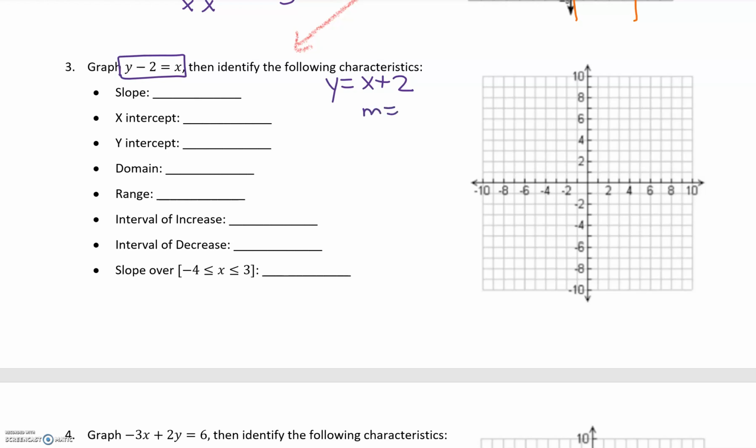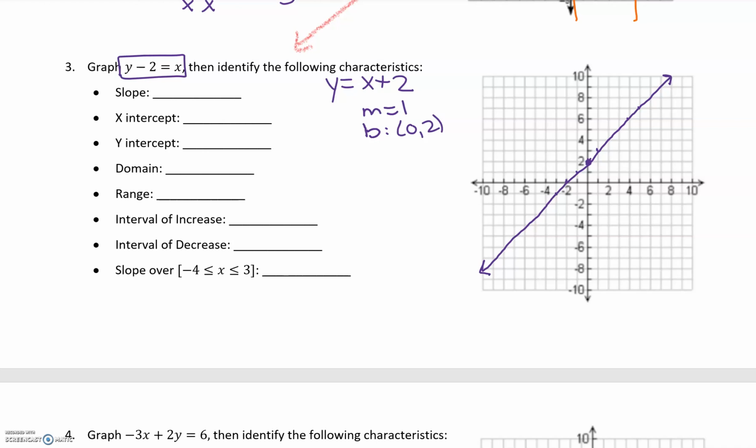Now we can see our slope is 1, and our y-intercept is at 0, 2. So our y-intercept is at 0, 2, and we're going to rise 1, run 1. So we're going to get a nice line. I'll do my best to draw this nice. Okay, putting arrows on the end. If you draw it all the way to the edge of your graph paper, you do not have to put arrows because that's assuming it's going to keep going. If you do not extend it all the way, please make sure you put arrows.